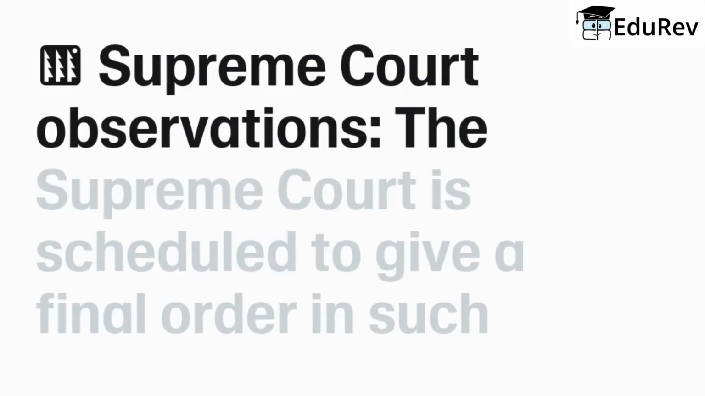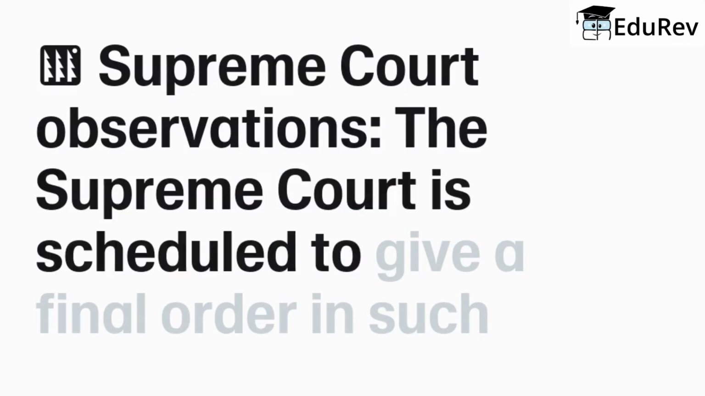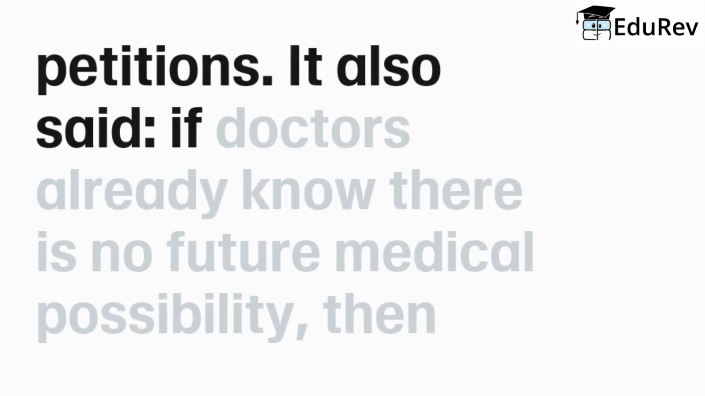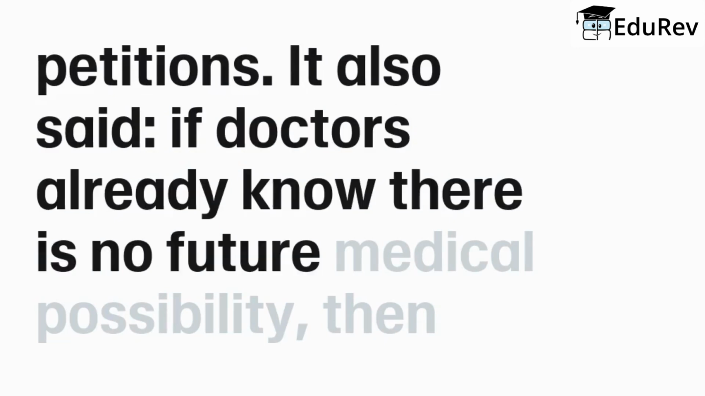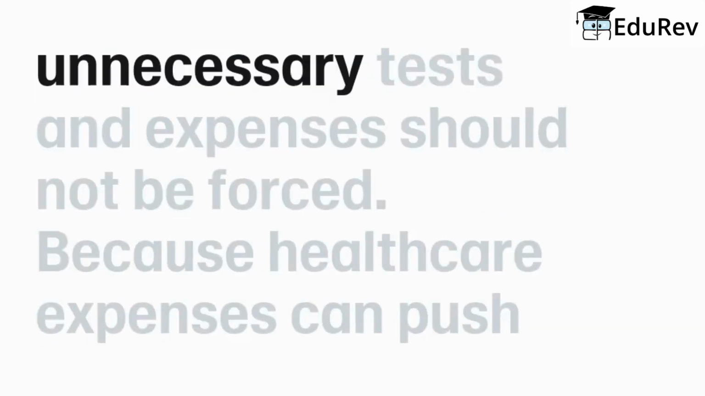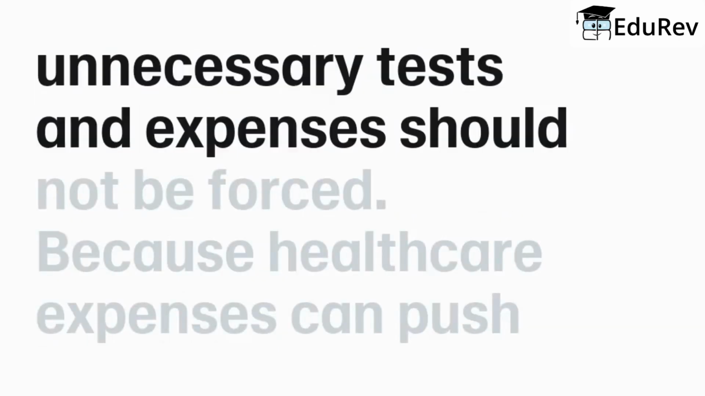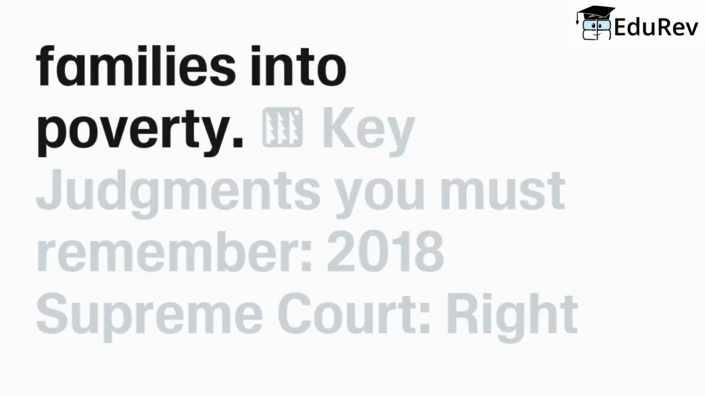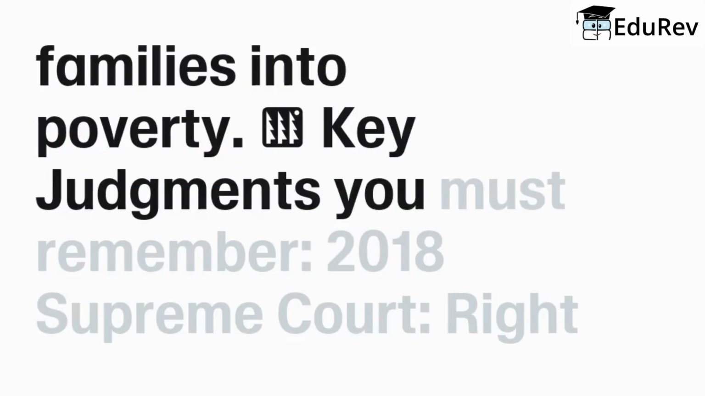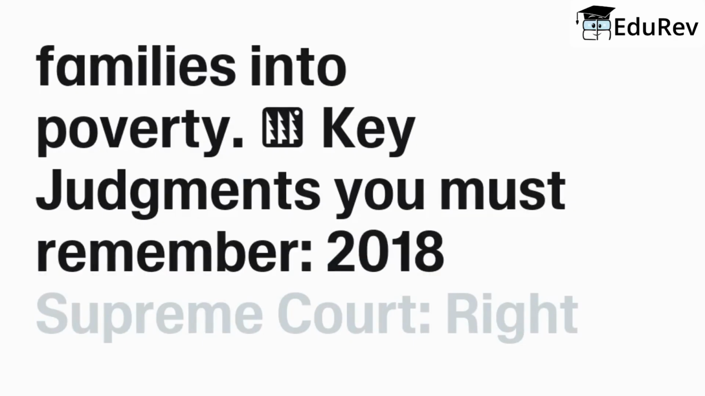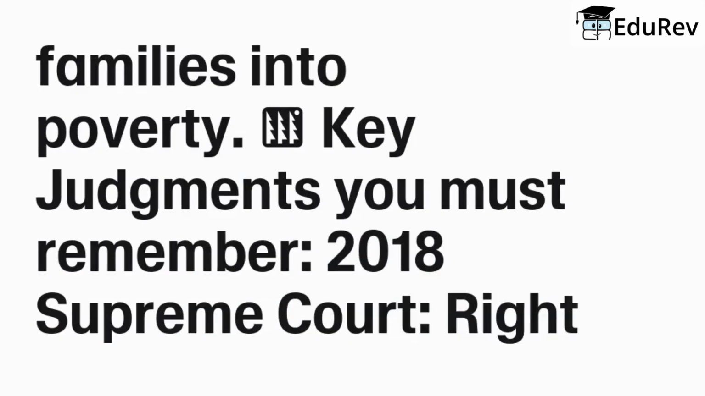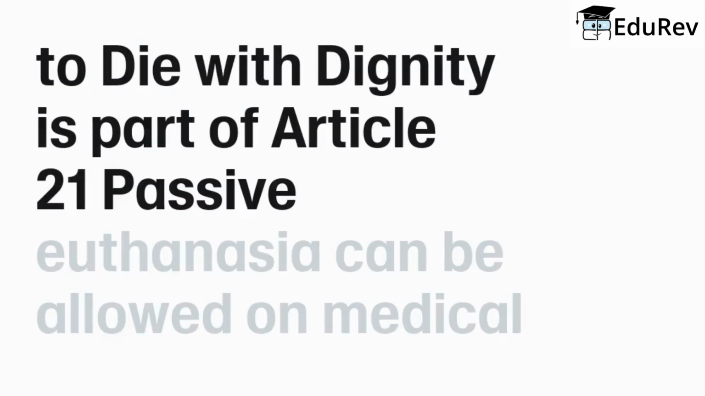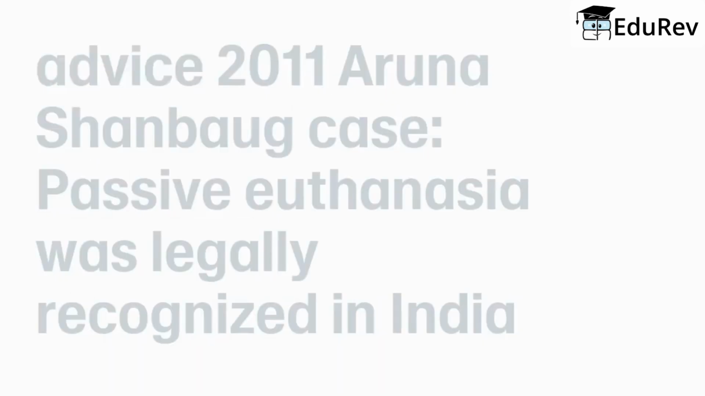Supreme Court observations. The Supreme Court is scheduled to give a final order in such petitions. It also said, if doctors already know there is no future medical possibility, then unnecessary tests and expenses should not be forced, because healthcare expenses can push families into poverty. Key judgments you must remember. 2018, Supreme Court: Right to die with dignity is part of Article 21. Passive euthanasia can be allowed on medical advice.